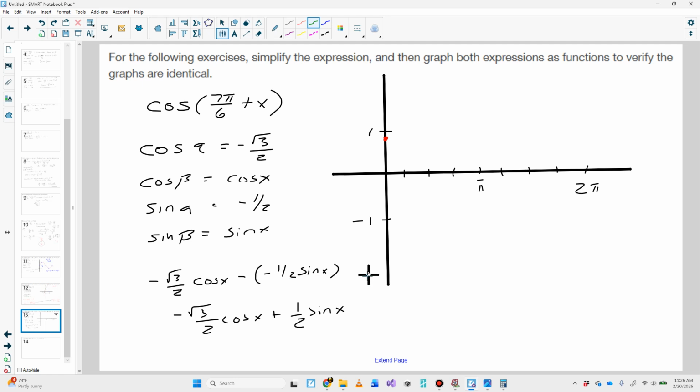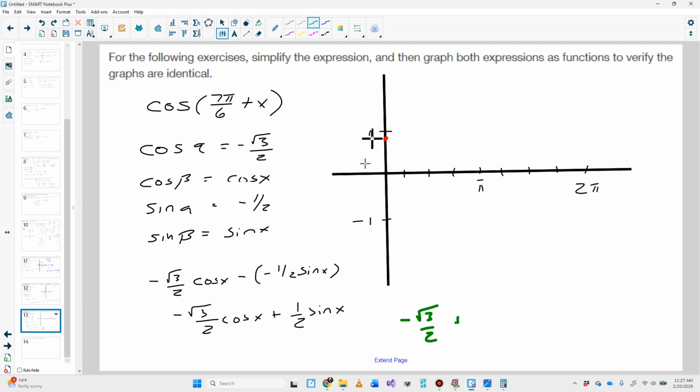What was it again? The cosine of 7 pi over 6 is negative square root of 3 over 2. So if x is 0, I have cosine of 0, so that is my angle. Cosine of 0 is 1, so that's going to be negative square root of 3 over 2. And the sine of 0 is 0, so I don't need to worry about that. So that is negative square root of 3 over 2. That is exactly what I just plugged in here.